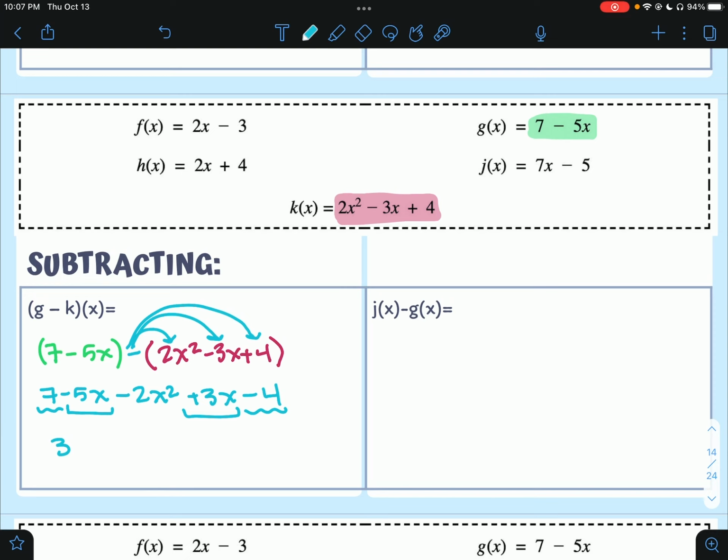Notice I did not select negative 2x squared to be a like term because it does not have the same exponent. A like term is the same variable and the same exponent. Now, I'm not quite done because these are not in descending order. So I'll just quickly reorder from highest exponent to least exponent, and we have our solution.